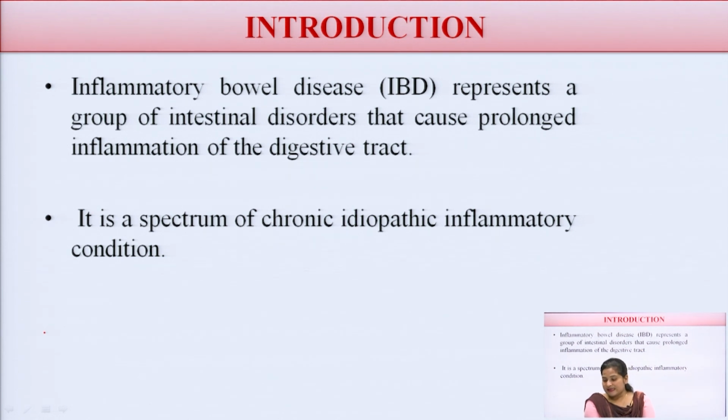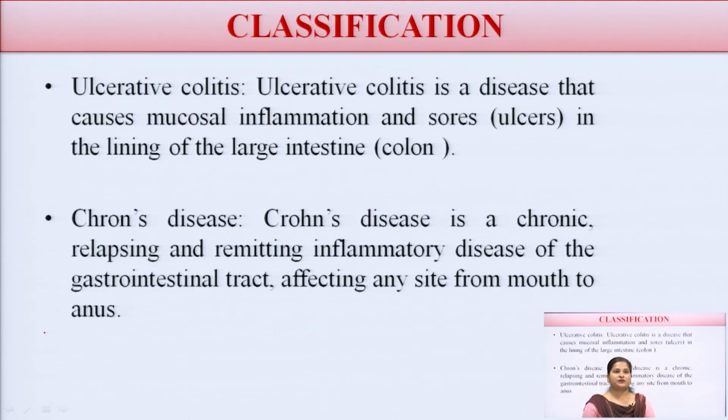Now this is a spectrum of chronic idiopathic inflammatory conditions. So this is a chronic disease, right? What is chronic? Chronic means a prolonged, long duration of the disease. Now, this IBD is basically classified under two basic categories. Means IBD is classified into two types, that is ulcerative colitis, and second is Crohn's disease, right?